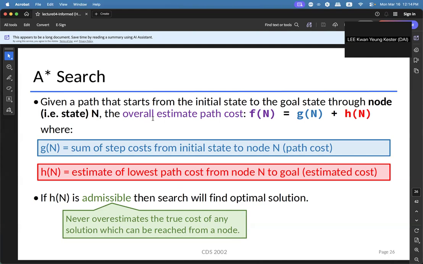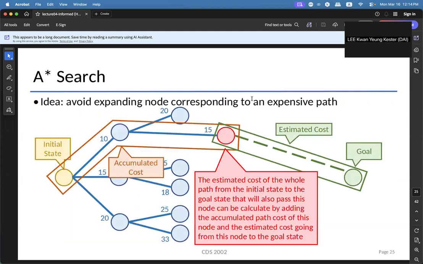So we take this formula, which has two components. The first component is the accumulated path cost. That is the real cost from the initial state to that terminal node. Then we use the heuristic to estimate the cost needed to get from the terminal node to the goal state. By adding the estimated cost and the accumulated cost together, we have a total estimated cost from the initial state to the goal state that passes through the terminal node we are working on.